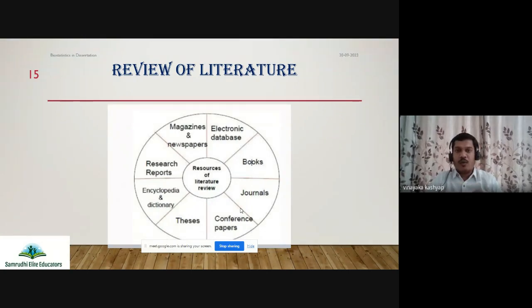So writing a review of literature is very, very important, and if this is done properly, then 50% of your dissertation is over. Once you write this literature exactly in the prescribed manner, 50% of your dissertation is over. So this is the heart of your study.